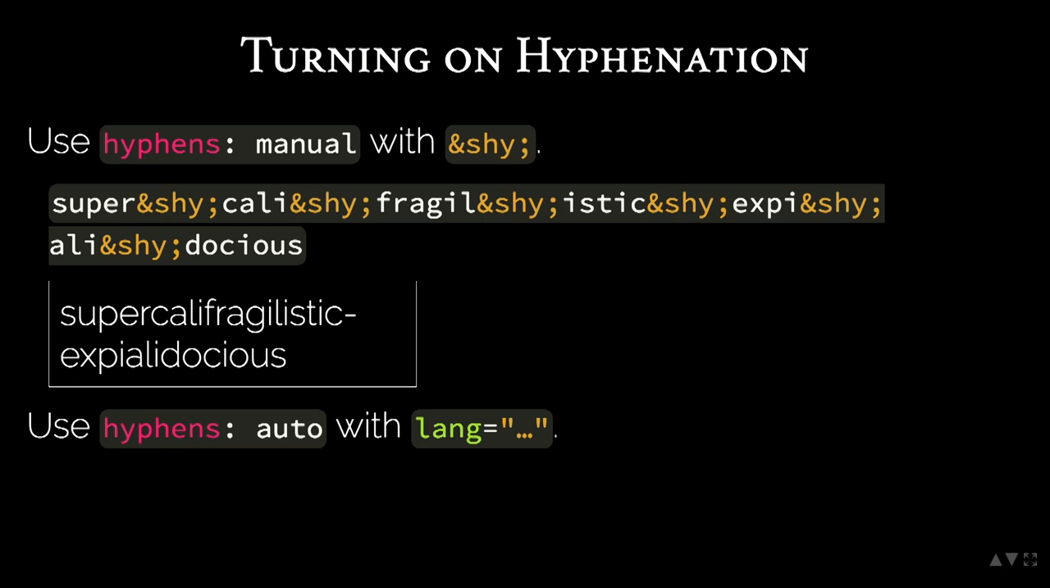Hyphens auto will let the browser insert the hyphens wherever they need it. But you need to declare the lang attribute in your source code for this. Is this language French? Is it English? Is it Japanese? Is it what? You have to write it so. Why?